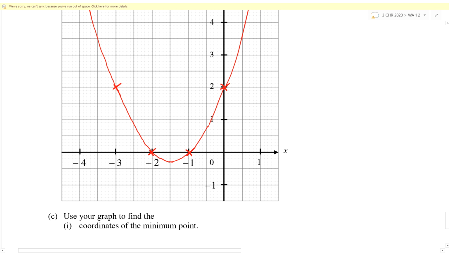First, we need to identify it. And this is the minimum point. The coordinates, we start with the x coordinate. It has a value of negative 1.5. So negative 1.5. And it has a y coordinate of negative 0.3.